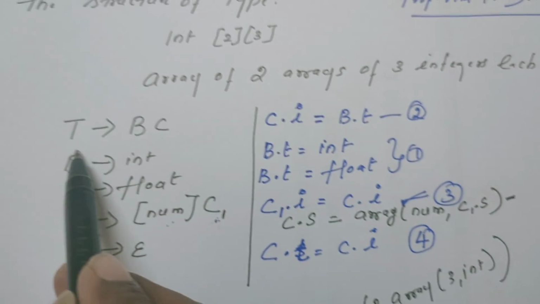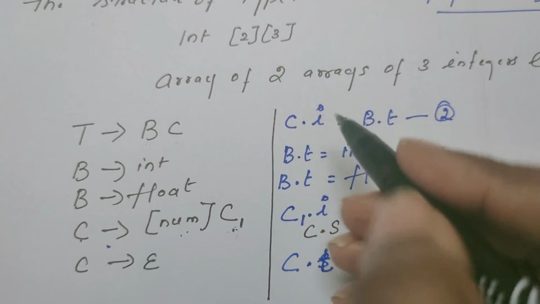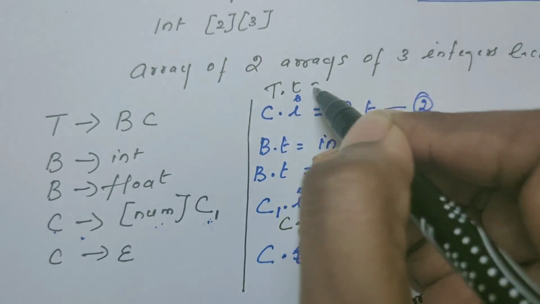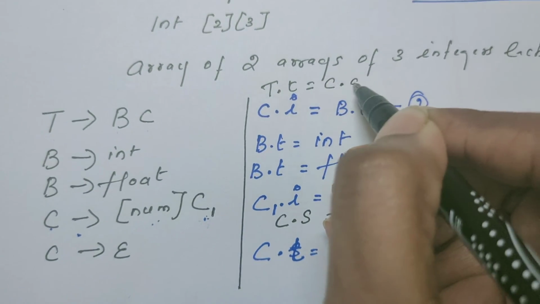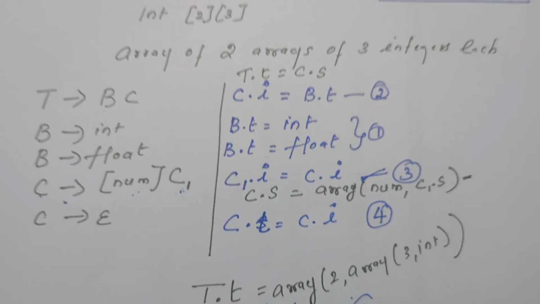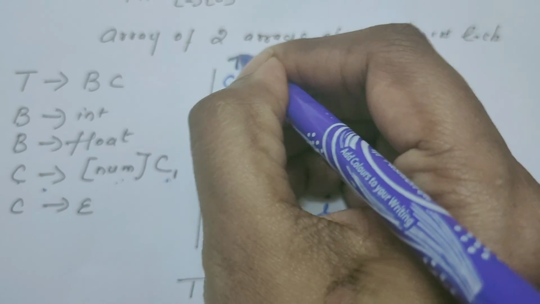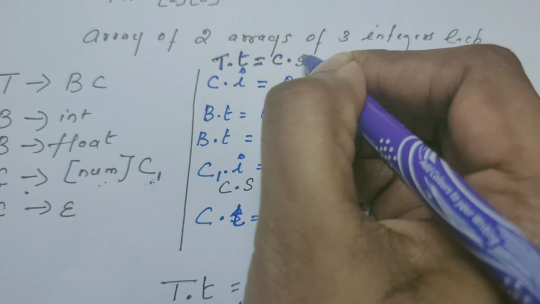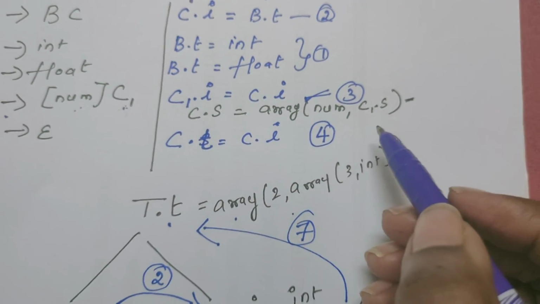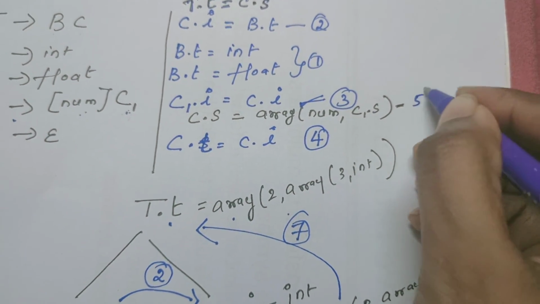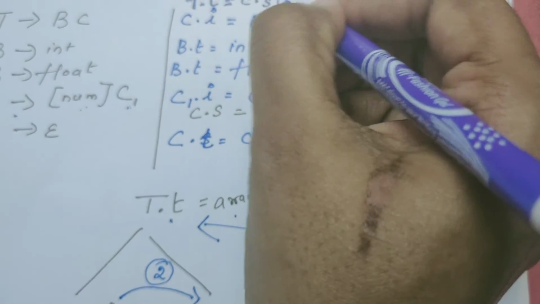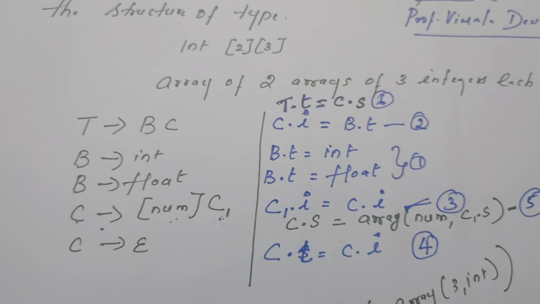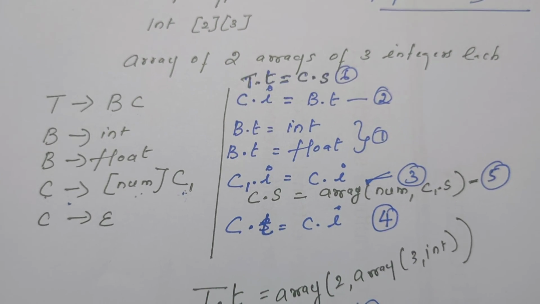What is the root of the parse tree? The root of the parse tree is T. So how do we define it? T dot T is equal to C dot S, right? So this is the last rule or last step to be executed. T dot T is equal to C dot S. So let me number here. This is the fifth step and this is the sixth step. Okay, this is very simple. Once you follow the order, it is easy for you to understand the things.